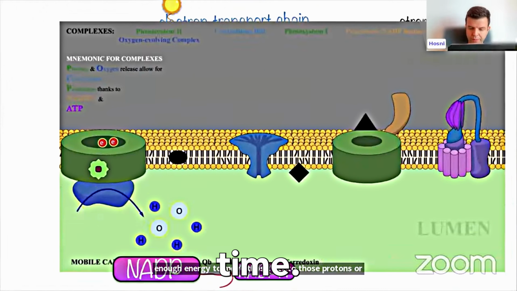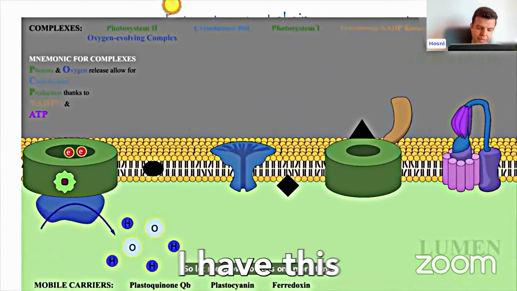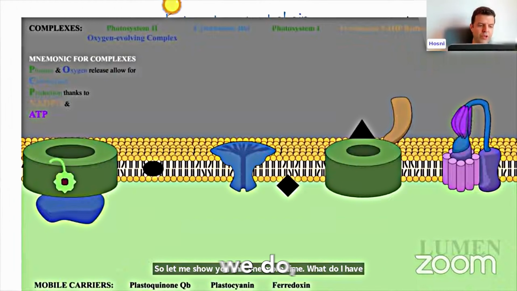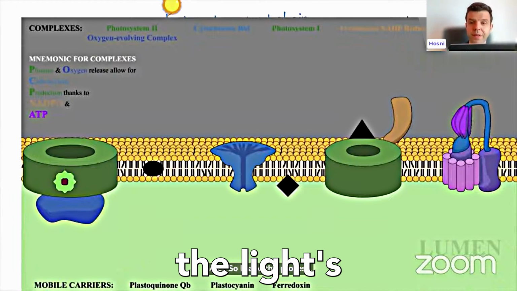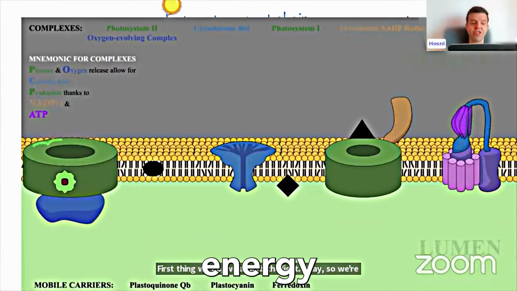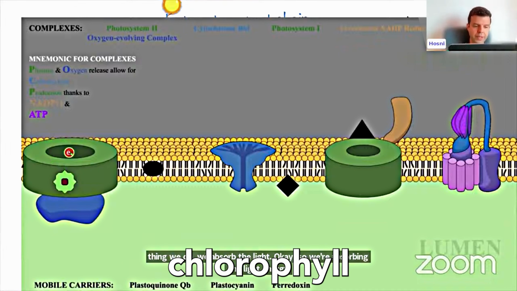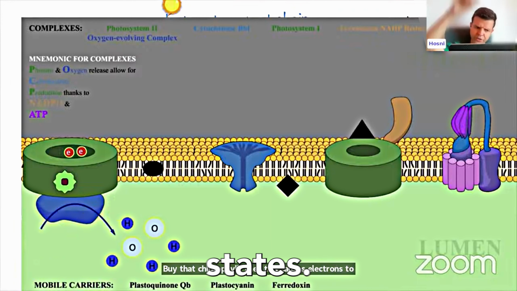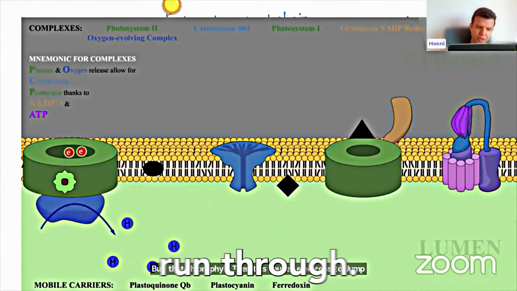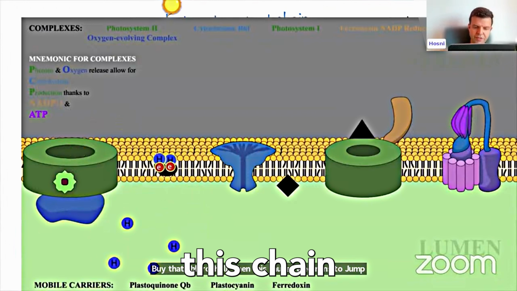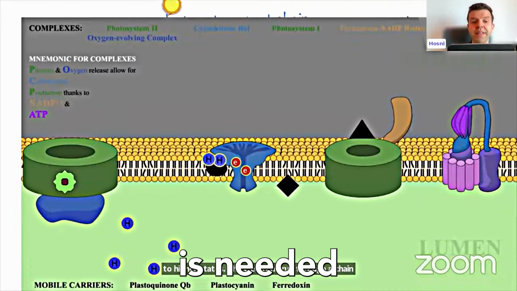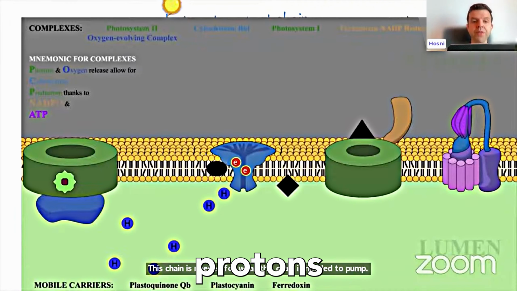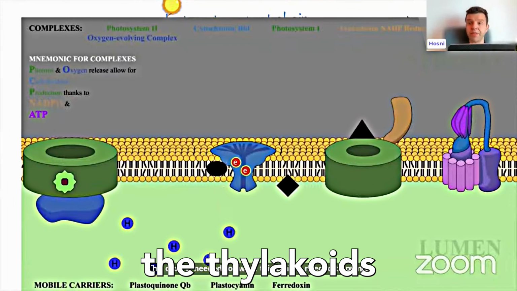So let me show you this one more time. What do I have here? So I have this process. First thing we do, we absorb the light. Okay, so we're absorbing the light energy by that chlorophyll. Then this causes electrons to jump to a higher state. The electrons run through a chain. This chain is needed for what? This chain is needed to pump protons inside the thylakoid.